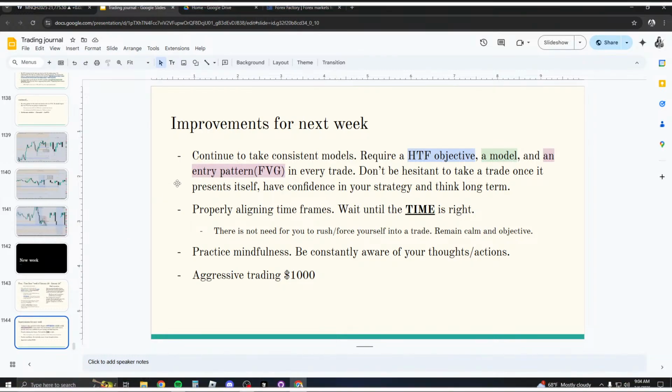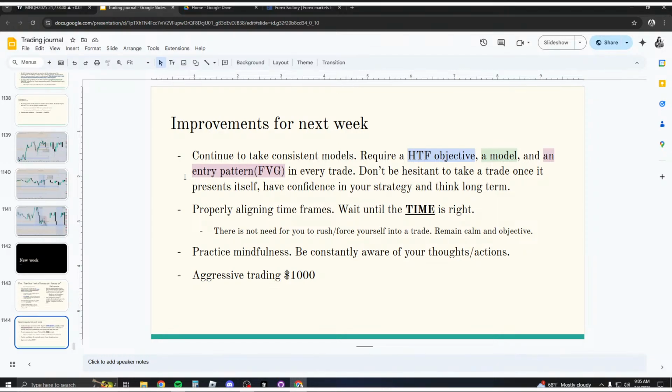For the previous week, some of the improvements I can make going into this week are to continue to take consistent models, to require that higher time frame objective, and to require a model and an entry pattern for every single one of my trades this week. Don't be hesitant to actually take your model, your trade, whenever it presents itself. You should be completely confident in your strategy; in the long term, as long as you're able to execute, you'll be fine.